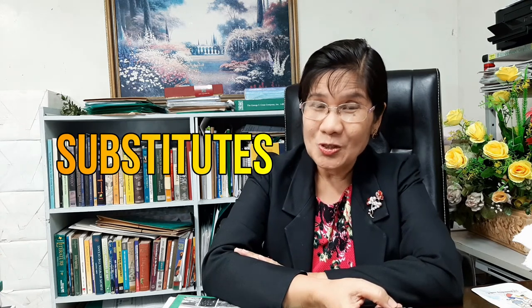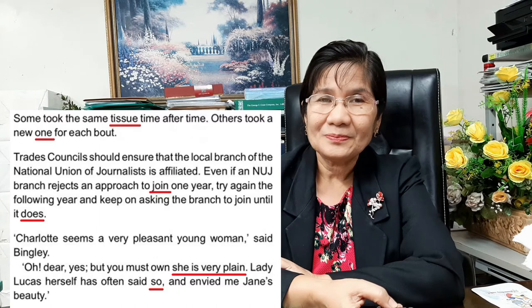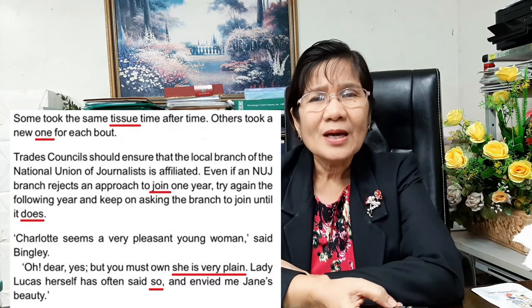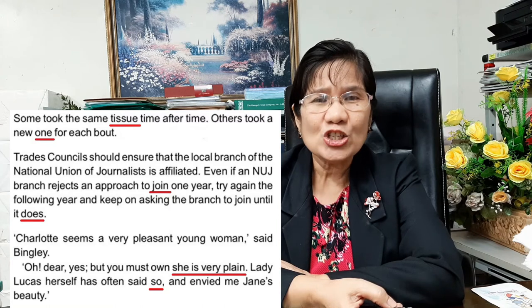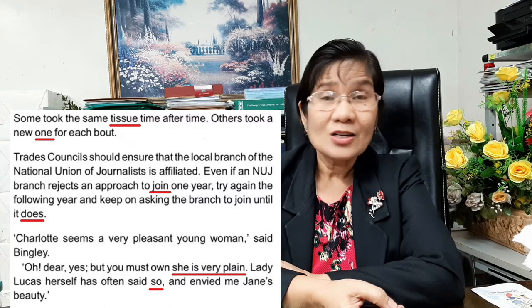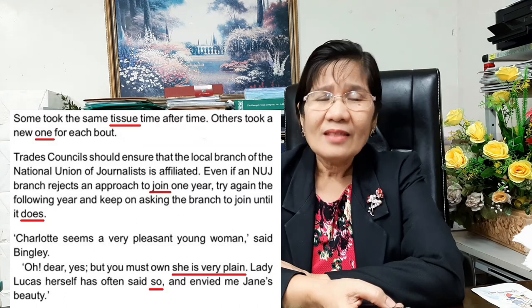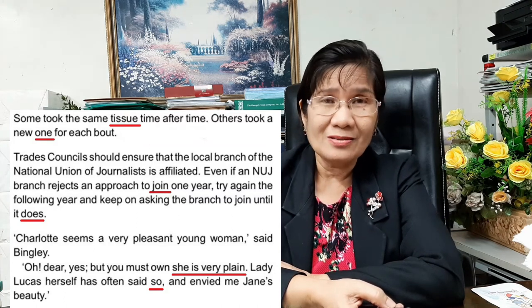Now, let's go to grammatical cohesion. First, we have substitutes. Special words like one, do, and so, which replace words that have already been used. Look at this example. The word one substitutes for the noun tissue. The word does stands for the verb joins. So replaces the clause, she is very plain. The substitute enables such repetition to be avoided.